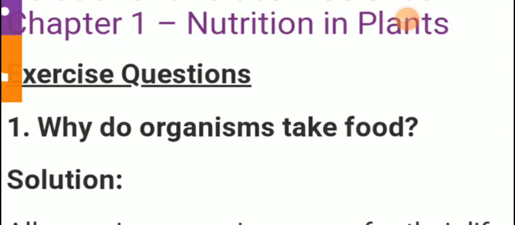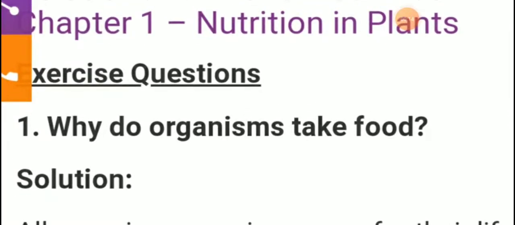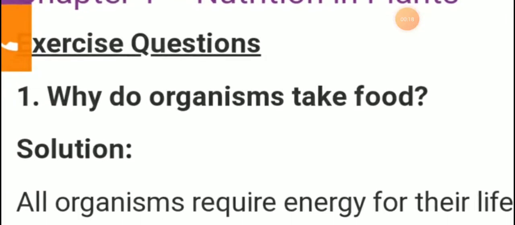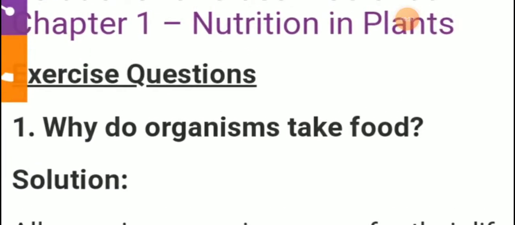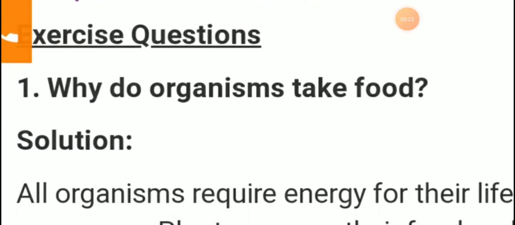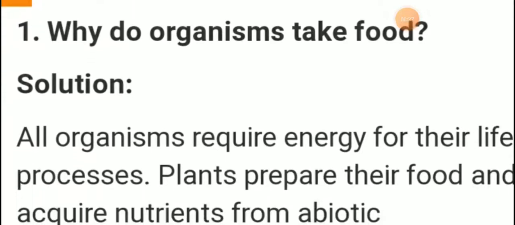Now we are going to revise Chapter 1, Nutrition in Plants. This is the annual chapter, so revise this portion. All of you listen, students. The first chapter is Nutrition in Plants. Now we will discuss the book exercise questions and answers.